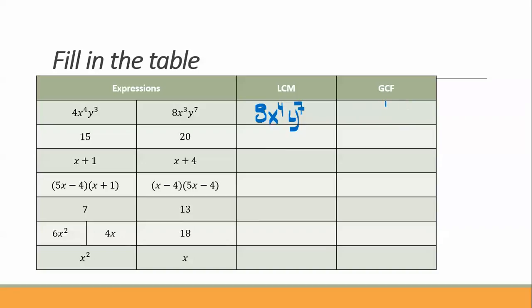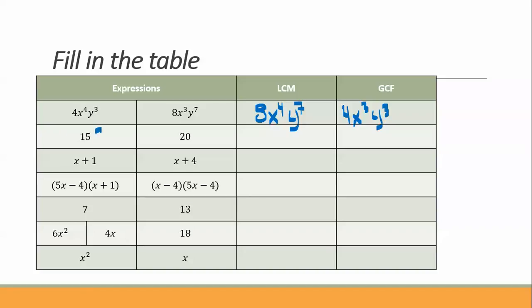Greatest common factor, we need to go smaller. So the greatest common factor of 4 and 8 is 4, because 2 times 4 is 8. And then we need the smaller of the exponents, so x cubed and y cubed.